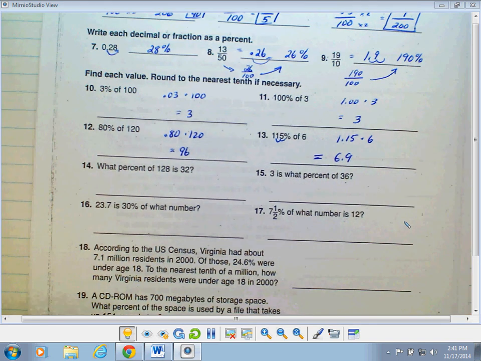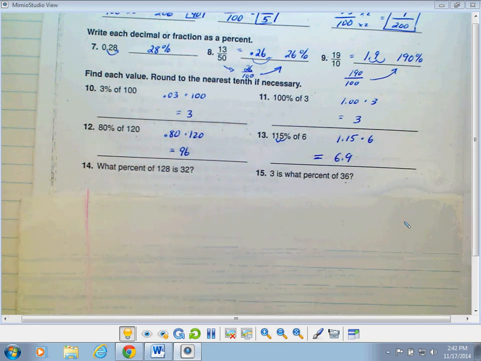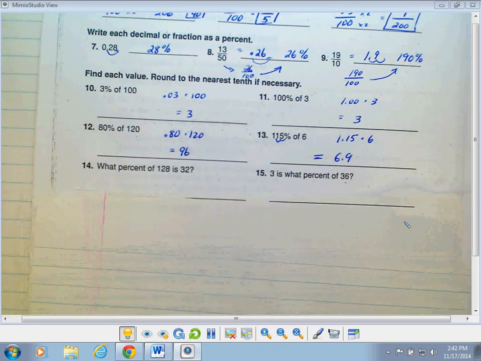Alright, once we start with number 14 through 17, they get to be a little bit more difficult because you need to be able to pay attention to how you actually solve the problem based on the wording of the problem. So for number 14, if you notice right away, it's going to be a little bit different. And I'm going to use some scratch paper now so I have more room.